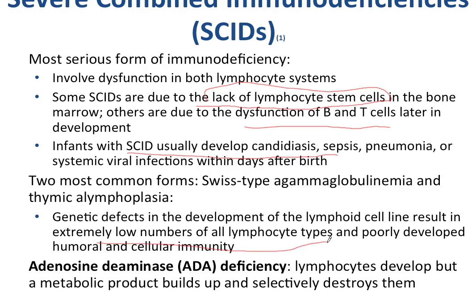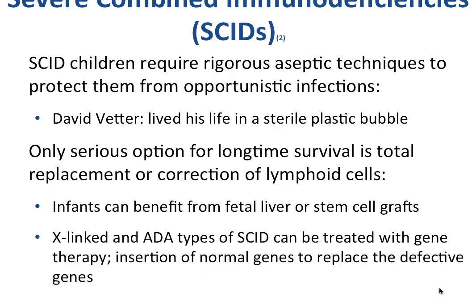Adenosine deaminase deficiency. Because deaminase is an enzyme involved in the metabolic process of the cells, if the cell has this problem, the lymphocytes can still develop, however they have metabolic issues, and eventually the lymphocytes will be destroyed.